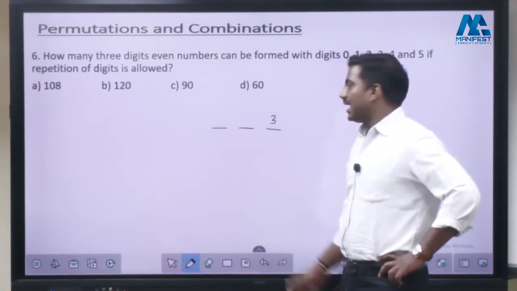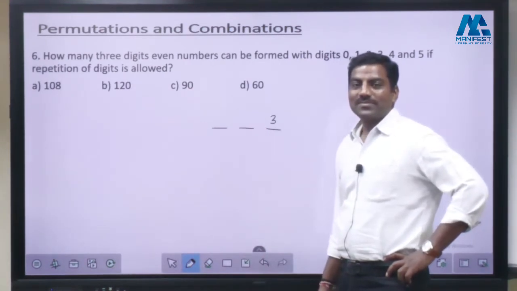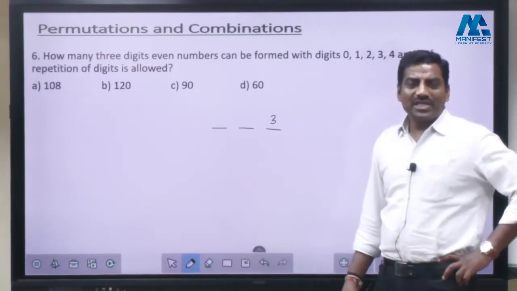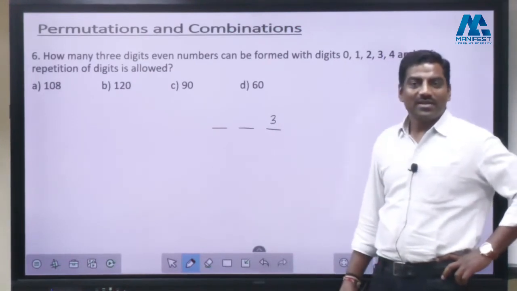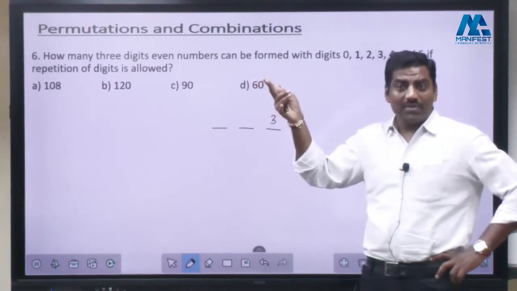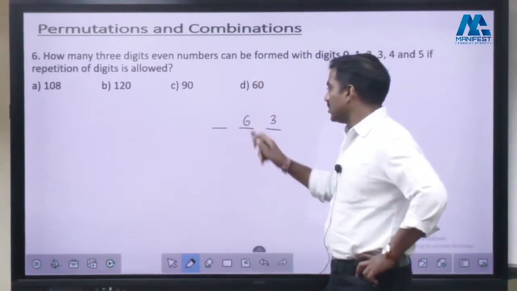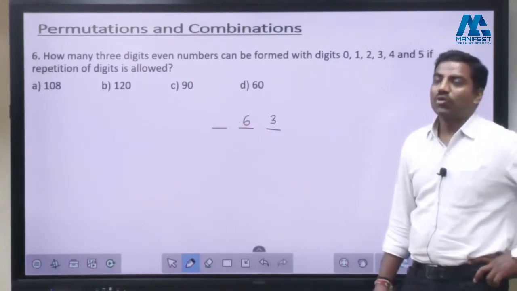How many ways can I fill this place? Anything can be filled here, no? The repetition is allowed. Why are you leaving these 3? These can be filled in 3 ways. These can be filled in any number, like the maximum number of ways. How many? What about this? 5 ways. Why? You are leaving 0.